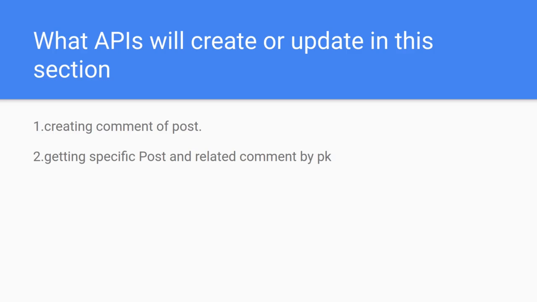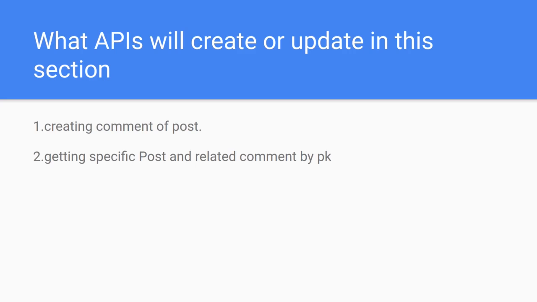So far, we created user and post related API. But we don't have any comment system for our blog. In this part, we're going to add a comment system for our blog. Okay, what API will we create or update in this section?